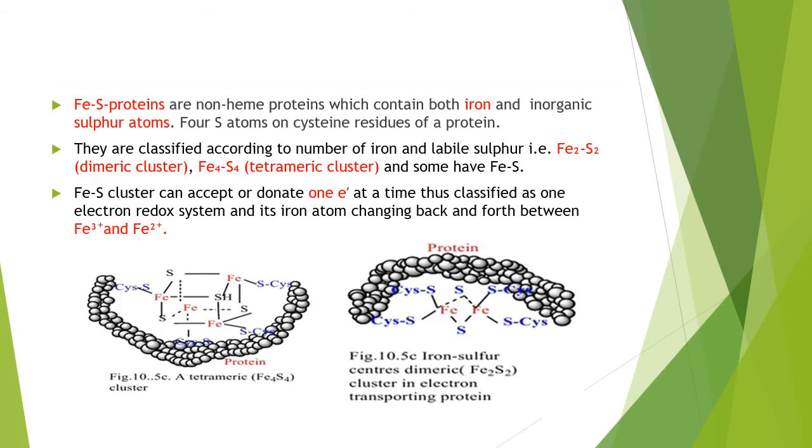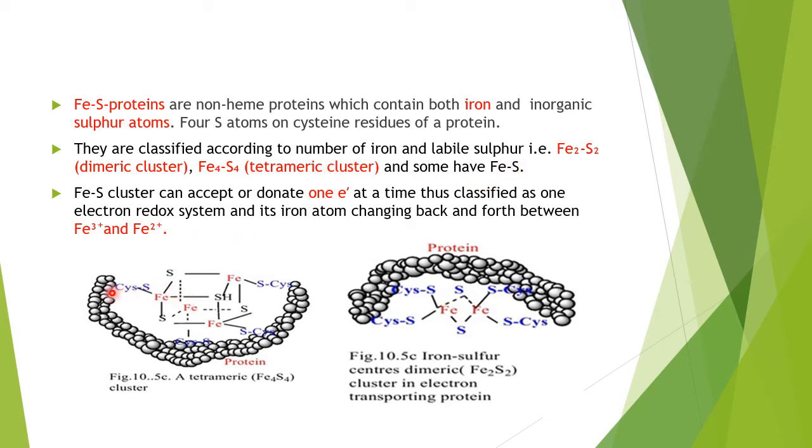Then we have iron sulfur proteins. These iron sulfur proteins are basically non-heme proteins, that is, they don't have the tetrapyrrole, and they contain both iron and inorganic sulfur atoms. There are 4 sulfur atoms on cysteine residues of the protein. They are classified according to the number of iron and sulfur atoms. There can be dimeric clusters, there can be tetrameric clusters, and some have only iron and sulfur.